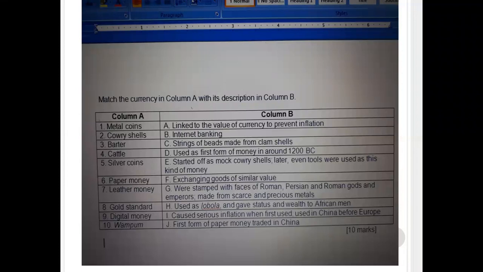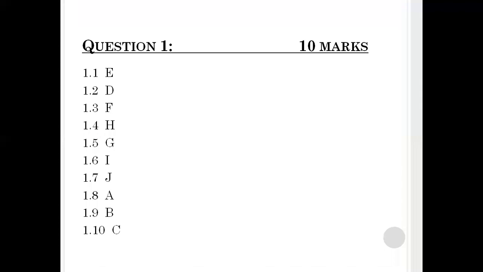All right, I'm going to the answers. It's counting 10 marks. There are 10 things, so it's going to be 1 mark each. So quickly look at your answers, and then you mark question 1 that you have in front of you. So if I can scan through each, 1.1 is E, 1.2 D, 1.3 F, 1.4 H, 1.5 G, 1.6 I, 1.7 J, 1.8 A, 1.9 B, and 1.10 C.